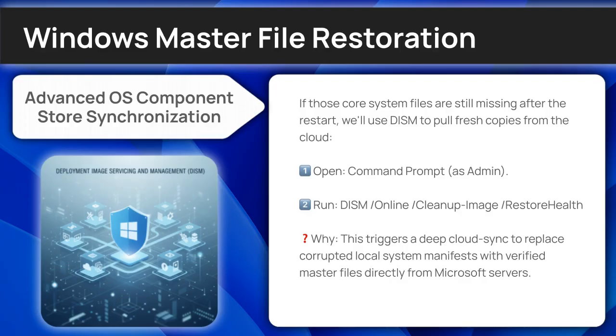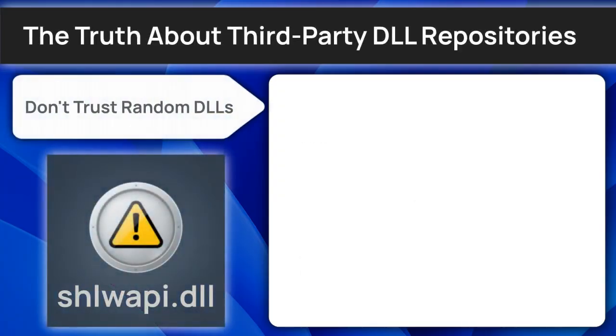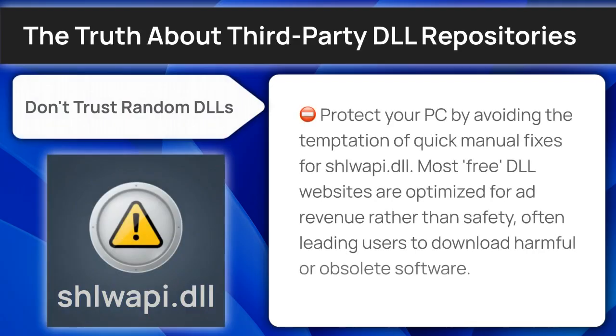Why are we doing this? Well, this triggers a deep cloud sync to replace corrupted local system manifests with verified master files directly from Microsoft servers. To prevent any secondary issues, I recommend a cautious approach to downloading individual system files. Technical warning: many online file mirrors provide versions of Shlwapi module DLL that are either corrupted or intentionally modified, putting your privacy at risk without resolving the underlying execution error.